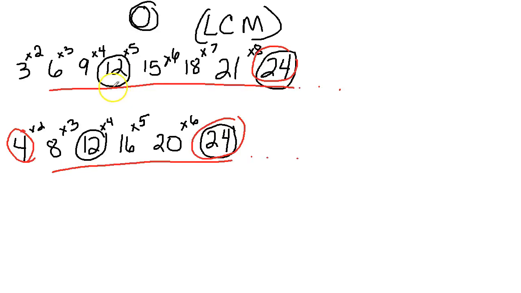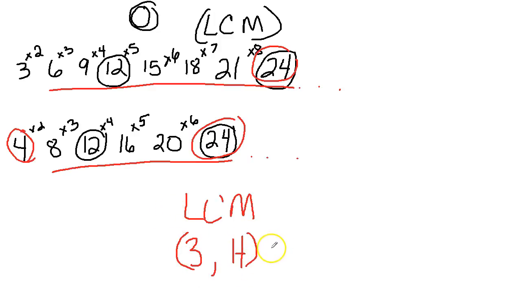Okay? So the least common multiple of 3 and 4, what is it? Man, I can't even write here today. 12. Okay? So now that we know how to find the least common multiple, let's try a whole nother one.